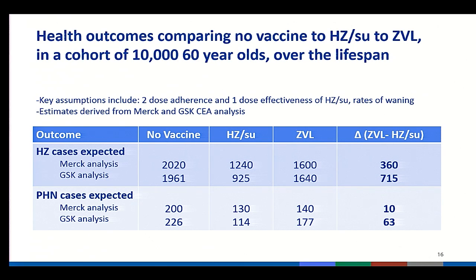Therefore, for every 10,000 people vaccinated, the subunit vaccine is expected to prevent an additional 360 to 715 cases of herpes zoster compared to zoster vaccine live over the lifespan. The subunit vaccine is expected to prevent an additional 10 to 63 cases of post-herpetic neuralgia compared to zoster vaccine live over the lifespan.